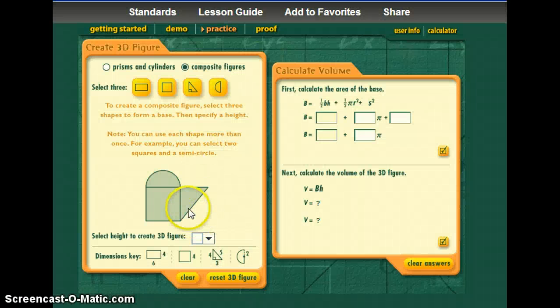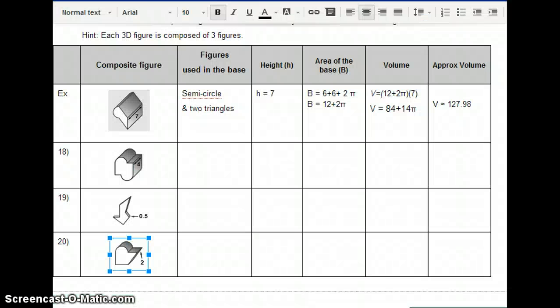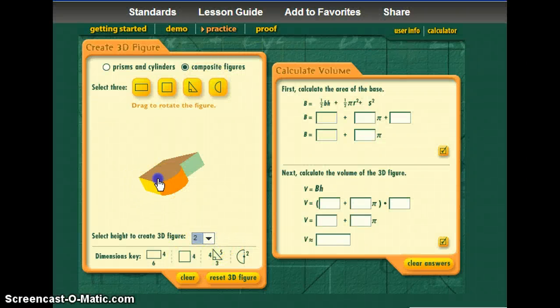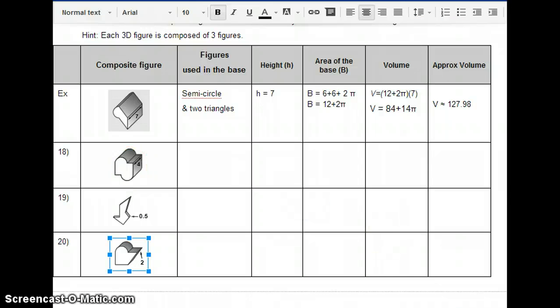Yep. And now they gave us the heights in each one of these. So that was 4, this 0.5, this one gave us 7, and this one gave us a 2. So again, you'd have to calculate the volume dependent upon what the base is and multiply it by the height. Hopefully that drove it home for you.